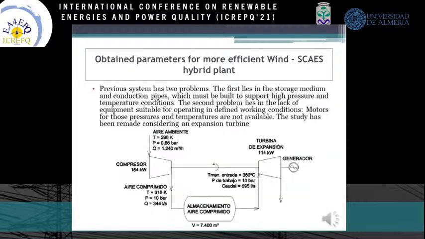The studied system has two problems. The first lies in the storage medium and conduction pipes, which must be built to support high pressure and temperature conditions. The second problem lies in the lack of equipment suitable for operating in definite working conditions. Motors for those pressures and temperatures are not available. The study has been remade considering an expansion turbine.